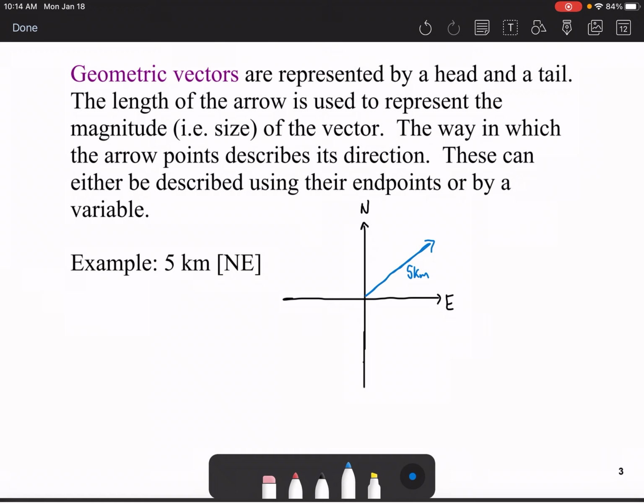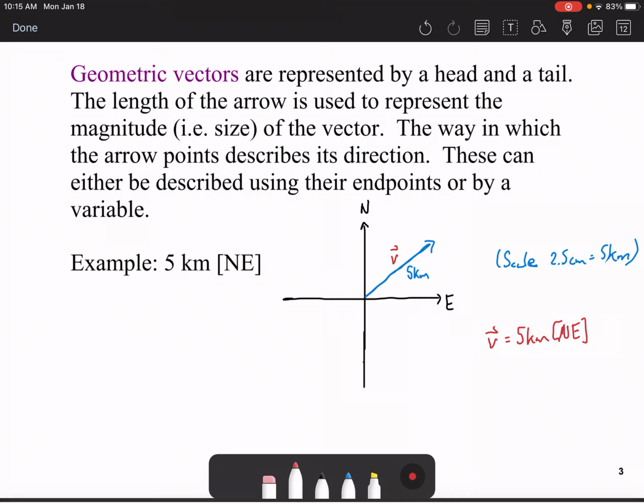Now, based on my drawing, I actually drew something based on the scale that 2.5 centimeters equals 5 kilometers. So I drew something that was 2.5 centimeters long. Now I can describe this vector in terms of its size or its value. I can call this vector v. So v is equal to the vector that's 5 kilometers northeast.